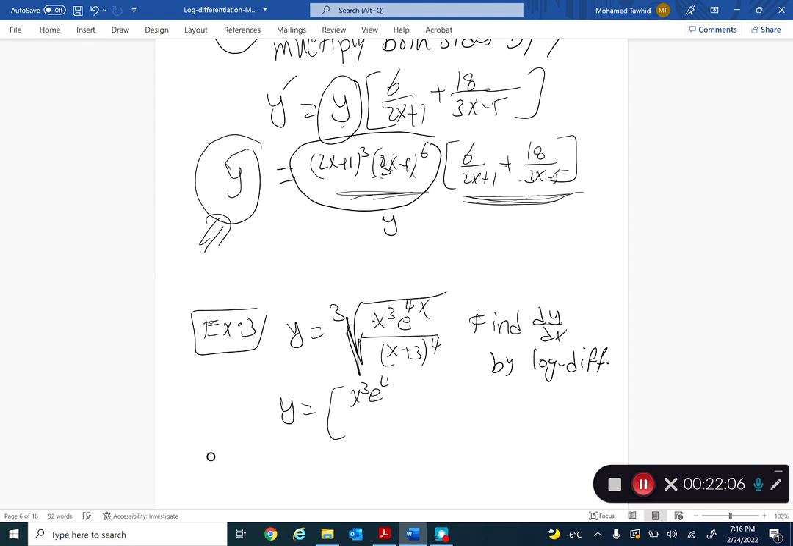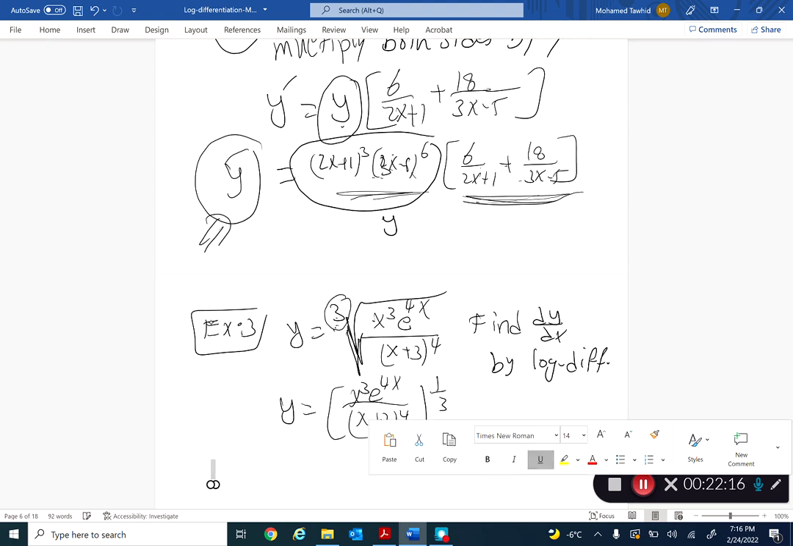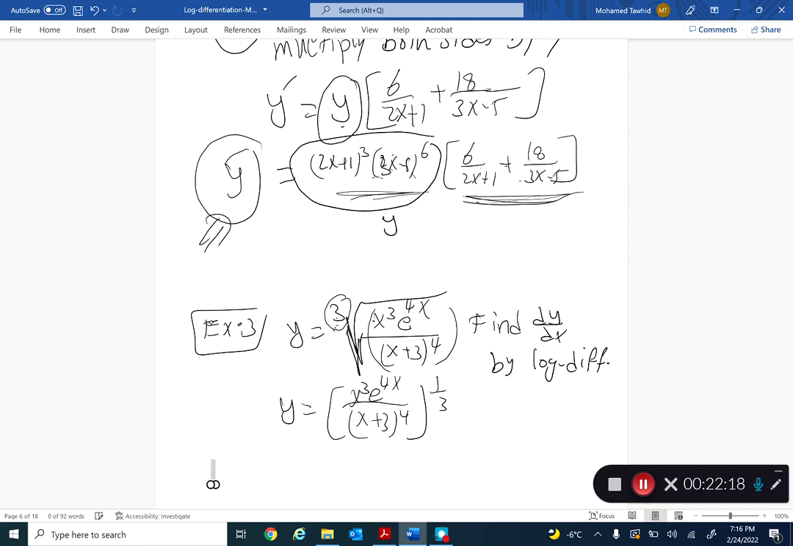E to the power 4x over (x plus 3) to the power 4, to the power what? The whole thing to the power 1/3, because you have 3 here, and you took the whole bracket, whatever is under the radical, which is your third root, to the power 1/3.